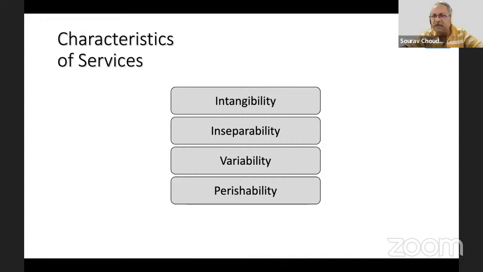So services are variable. Same person giving same service can be variable. Different service providers giving the same service can be variable. Think about garages or service centers. Do all the service centers give the same, equal services? No.